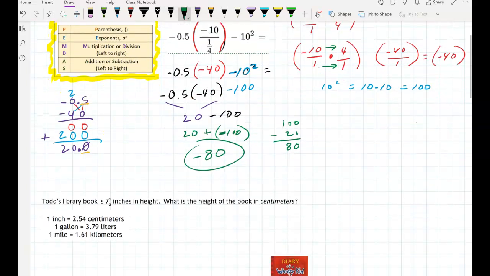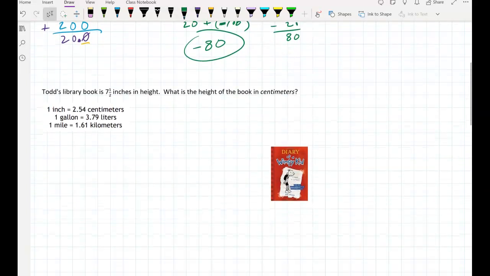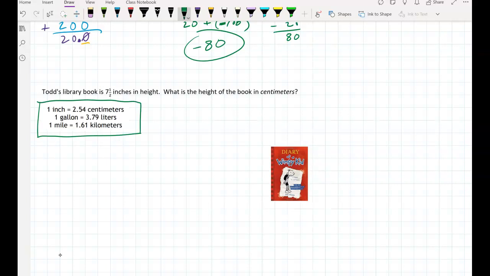Let's take a look at the next question. Todd's library book is 7 1/2 inches in height. What is the height of the book in centimeters? Well, we've got this really great table here. You should probably copy that table down, at least to the part about the centimeters. 1 inch equals 2.54 centimeters.